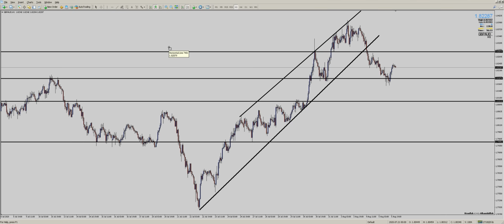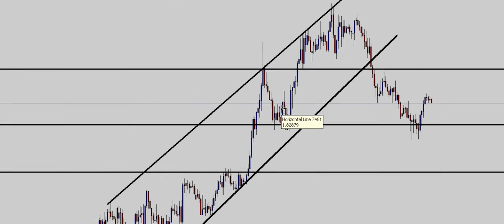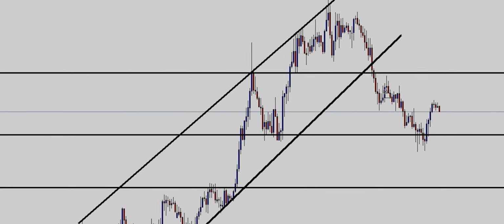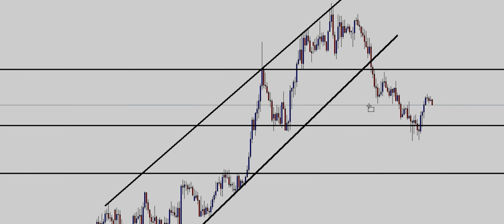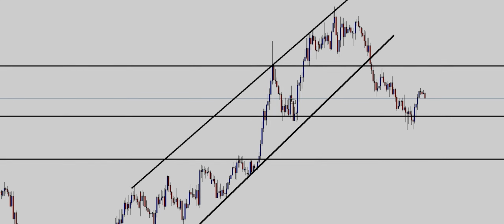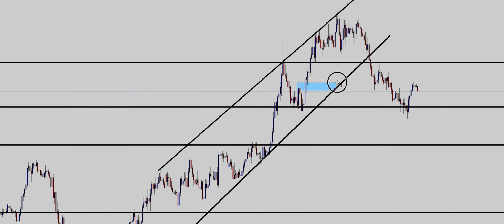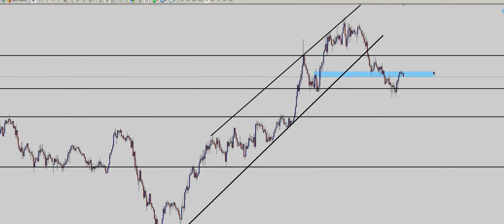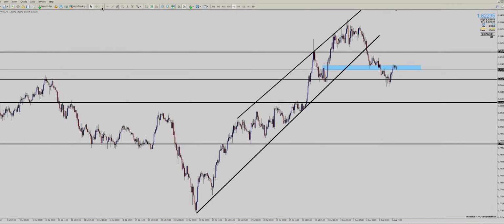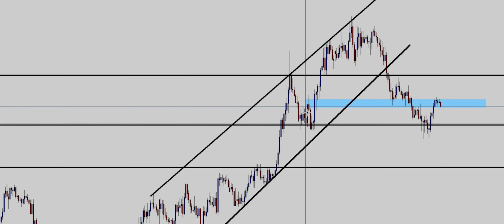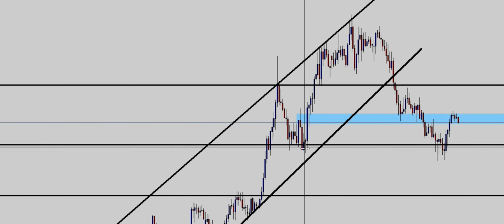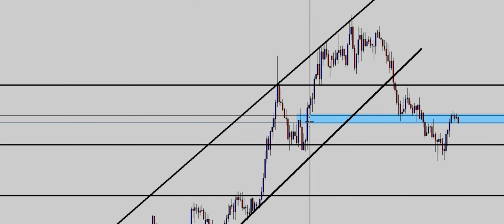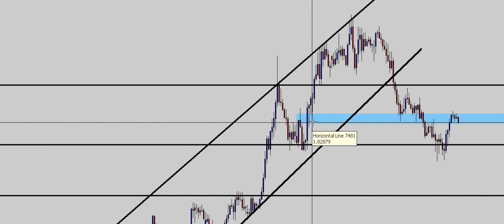What do I mean by that? I mean areas within areas within areas. So we've set our resistance, we've set our supports. Now I see this area, okay, that price is currently bouncing from. Have a look. This area right here, price came up, came down, broke above, used it as a support bounce.